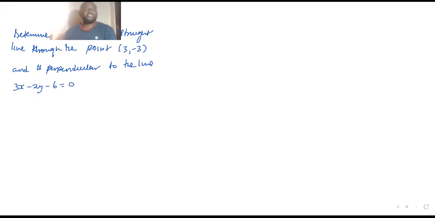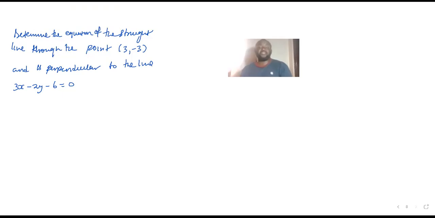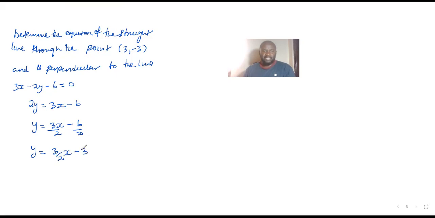Now, in such questions, you have to first identify the gradient of that given line by saying 2y is equal to 3x minus 6. Then y is equal to (3x minus 6) divided by 2. When you simplify, you'll confirm y is 3 over 2 x minus 3.